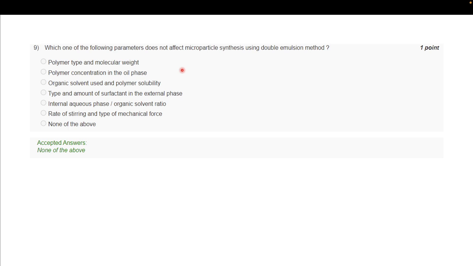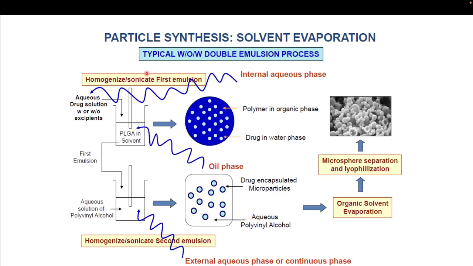The correct answer is actually none of the above, because all of these parameters will somewhere affect the microparticle synthesis. So let's look at all of these. First of all, as I said, your double emulsion is one of the methods to manufacture these particles. I'll briefly go over this process. You first have an aqueous drug solution, meaning your drug is dissolved in some water layer, and you then drop this into a solvent which already has PLG in it.